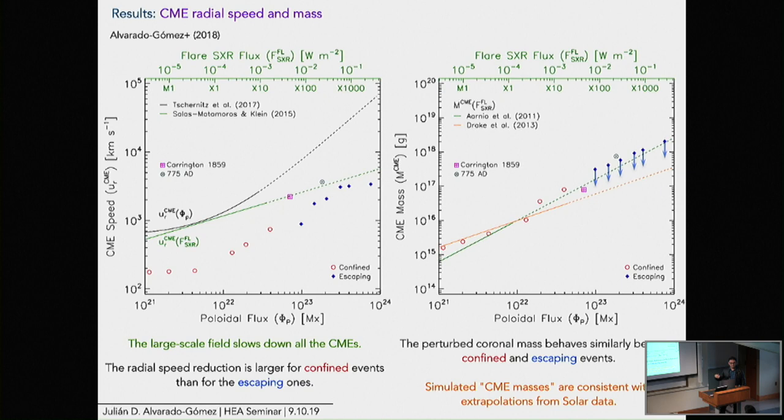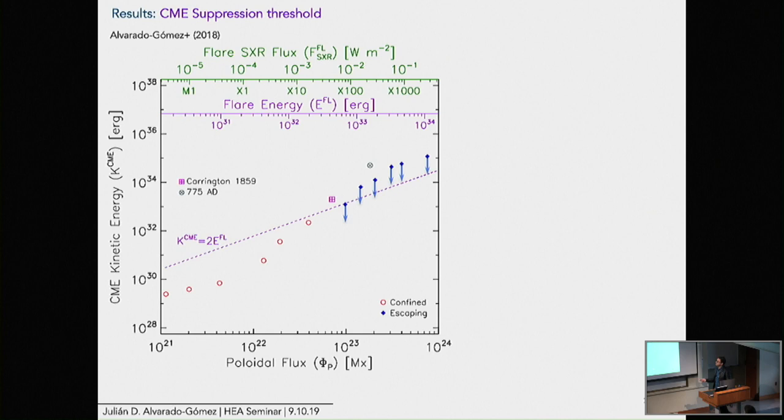So the important part here is that the large-scale magnetic field confines the flares and confines the CME and makes them go out much more slowly. This has strong consequences for the amount of kinetic energy that they can carry, which is what's plotted here. Different axes: this is the amount of flux of the simulation, and this is the X-ray energy of the flare, and this is our conversion to the total flare energy and the volumetric energy.